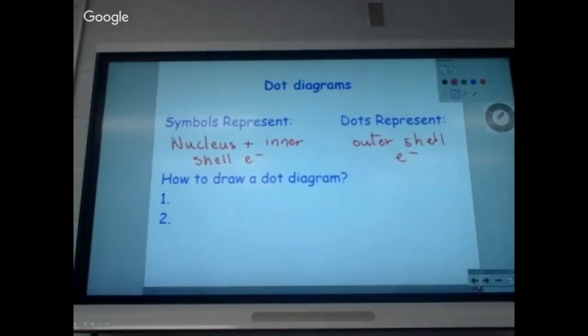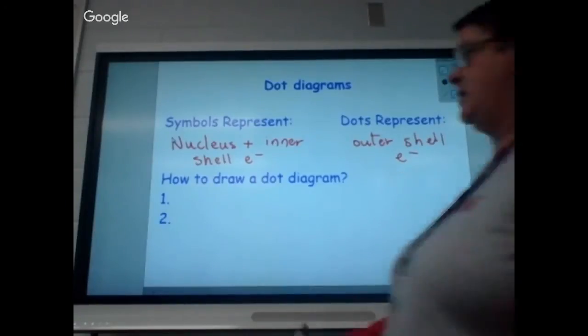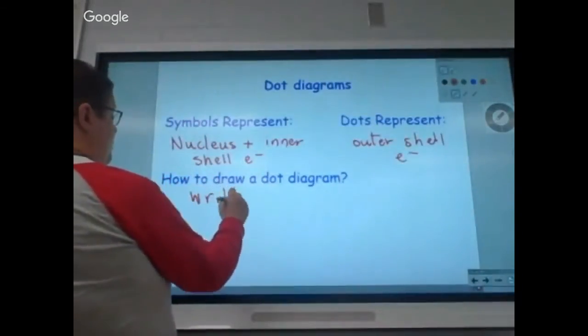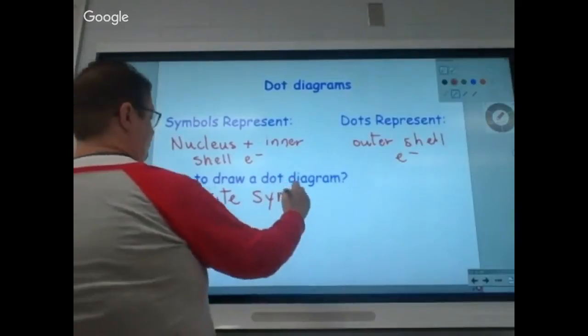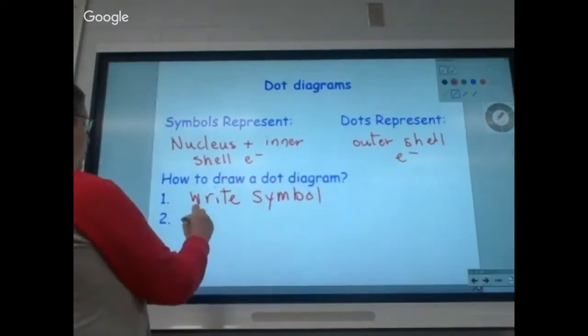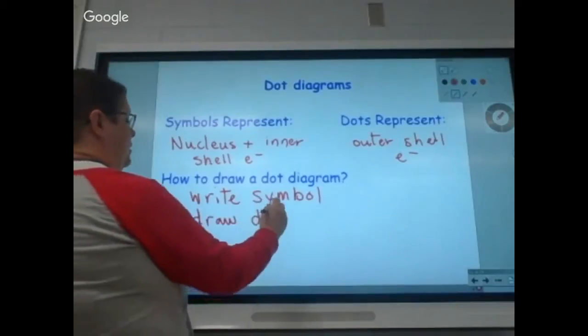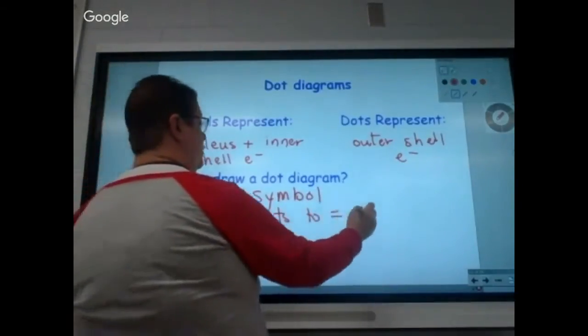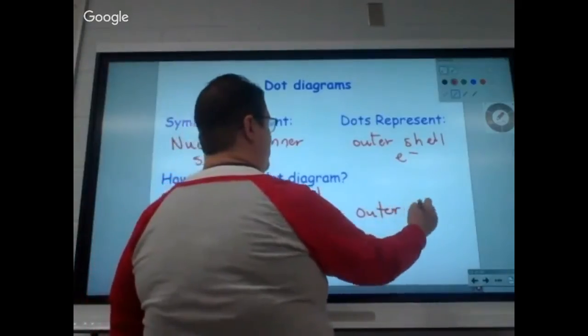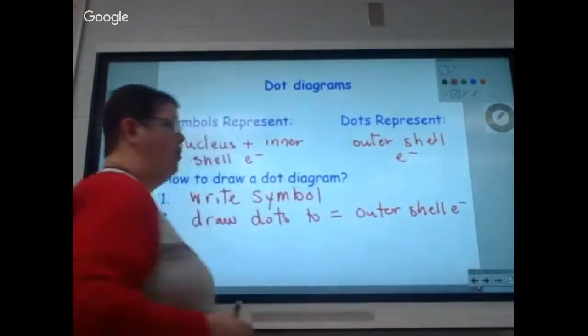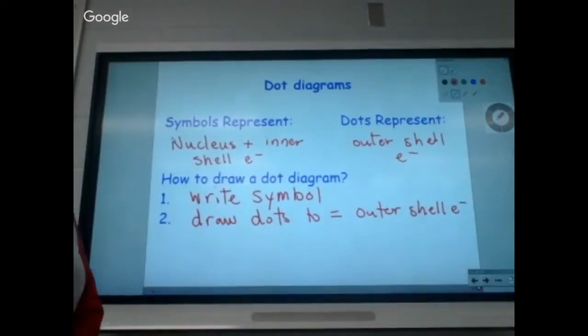So, what do we have to do to draw the dot symbol? We write the symbol, which is pretty simple, right? And we draw dots to equal the outer shell electrons. So if there's one outer shell electron, we draw how many dots? One. If there's three outer shell electrons, we draw how many dots? Three. It really is that easy.